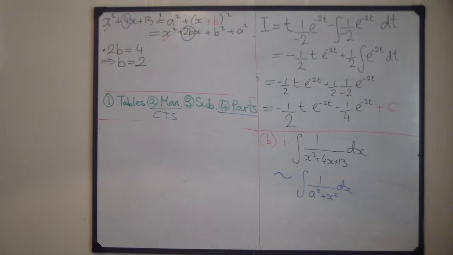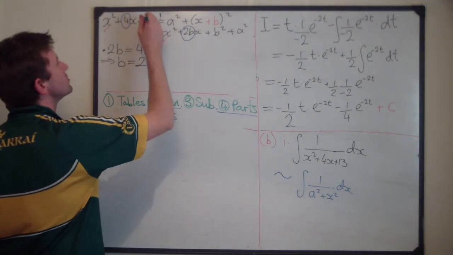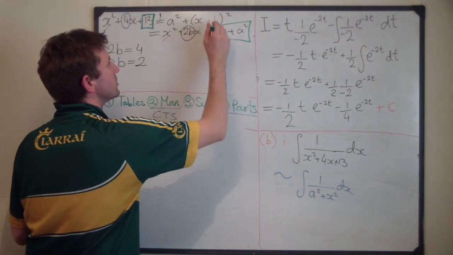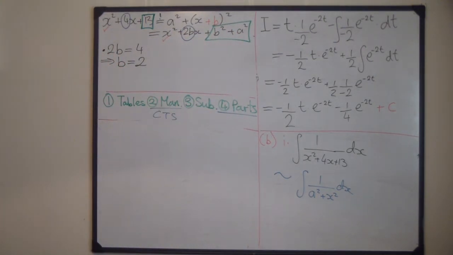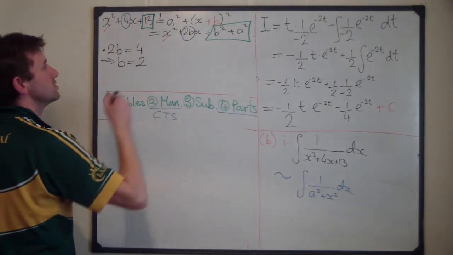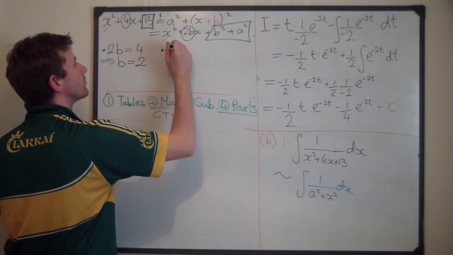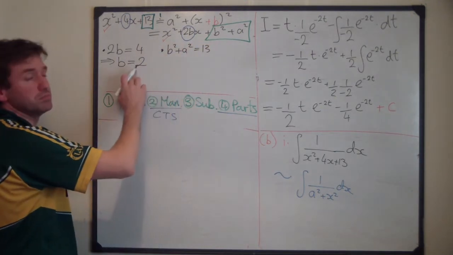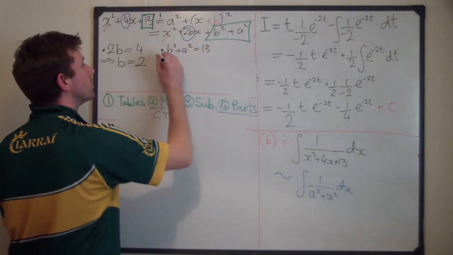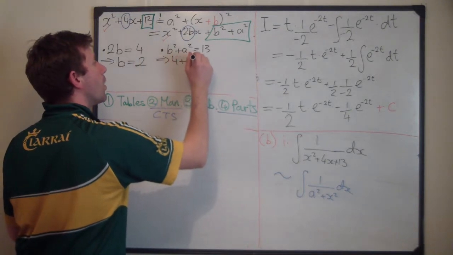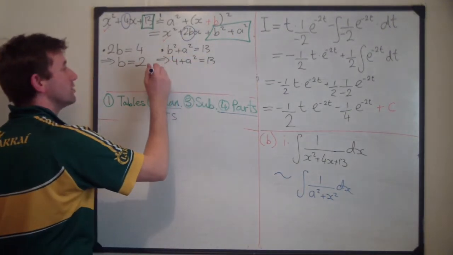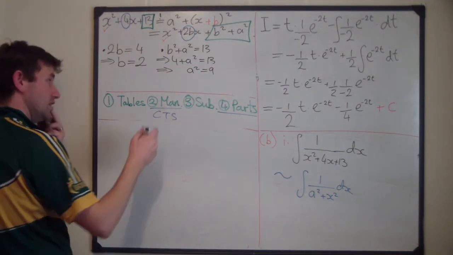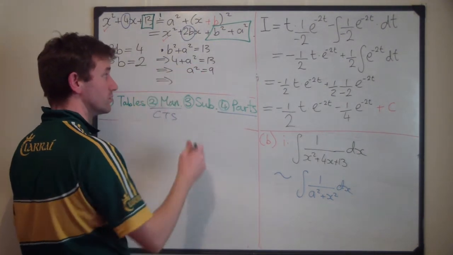Okay, similar story. The constant over here is 13, and the constant over here is b squared plus a squared. So I want b squared plus a squared to equal 13. I already know that b is 2, so b squared is 4. I can take away the 4 from both sides. a squared is equal to 9. I want to get a on its own, the square is in the way, so I do the square root of both sides.